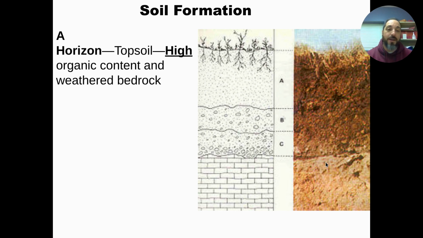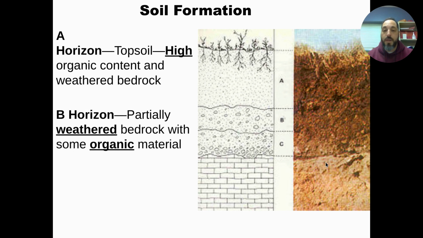But it has a high organic content because that's where the plants are dying, the animals are dying, and they're decomposing and adding that organic element to our soil. B horizon. This is partially weathered bedrock with some organic material. Our amount of organic material is decreasing as we start to move down through the horizons.